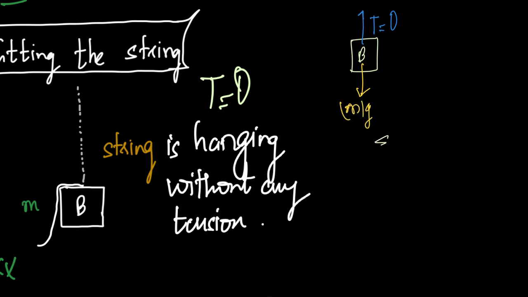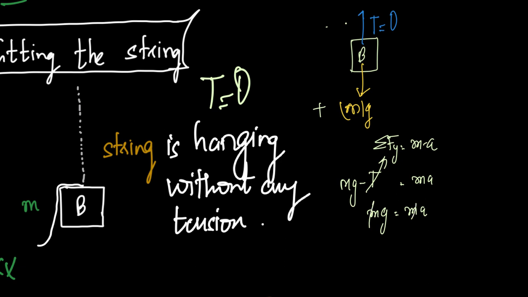So if we were to write sigma Fy is equal to m into a, what is sigma Fy? Since B will come downwards, mg will be taken as positive. So mg minus T is equal to ma. The value of T is 0. So what you get is mg is equal to ma, and therefore m and m will cancel. What you get is g is a, which means this body is under free fall. Right? So the body is under free fall.